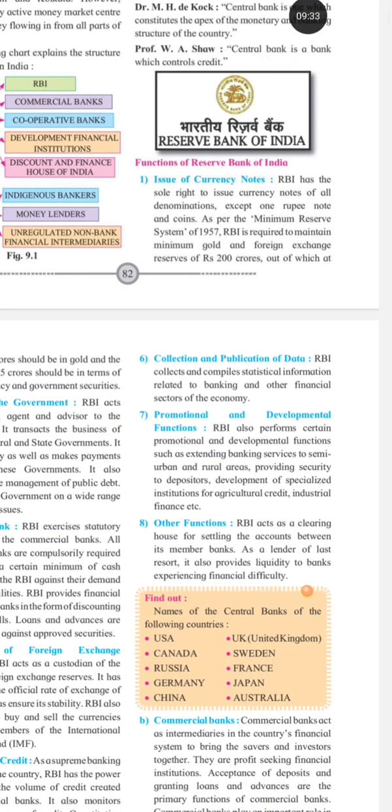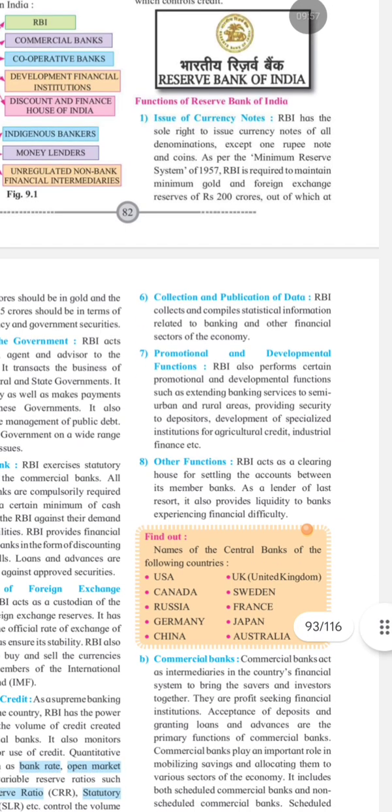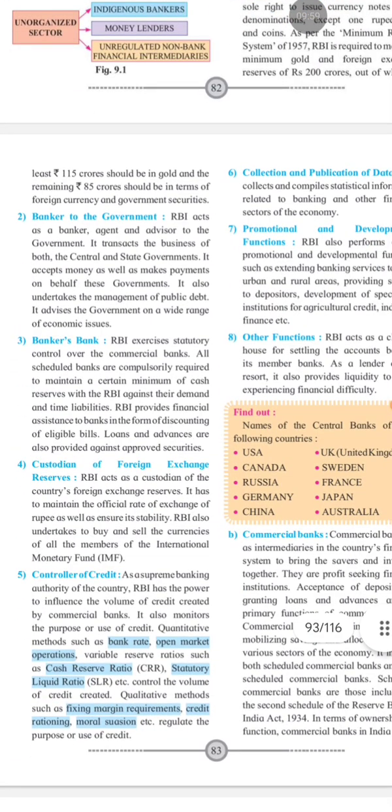The first function is the issue of currency notes. The first function of RBI is issuing currency notes. RBI has the sole authority to issue all currency notes in India except the 1 rupee note and coins, which are issued by the Government of India. This helps maintain a proper supply of money and public confidence in the currency.